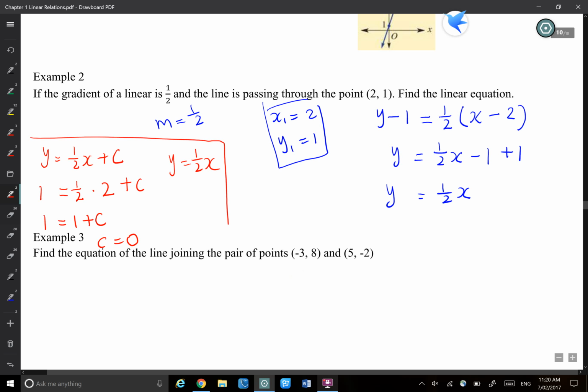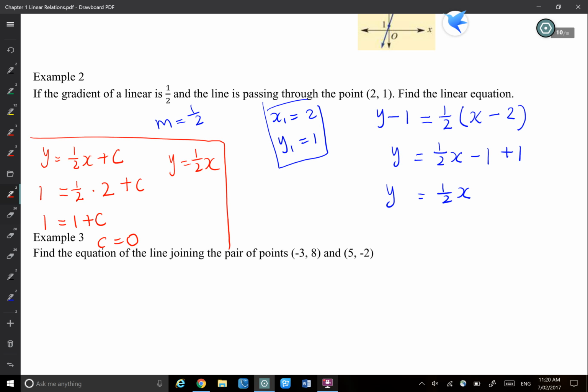Okay, that's the second method what you can do. Most of you will do it by using a substitution to find a c value. But what I want to say here is, because those numbers are small and easy to deal with, if you use this method, it's still very easy to work.